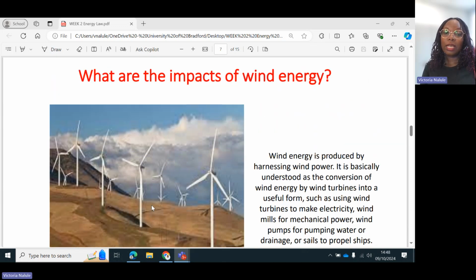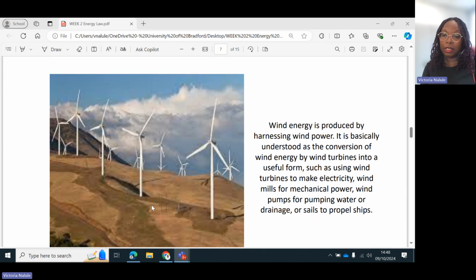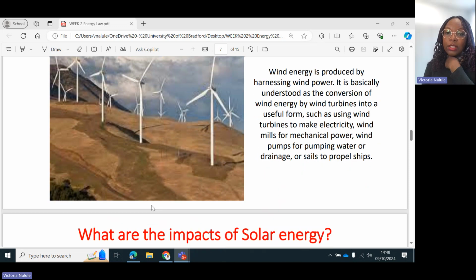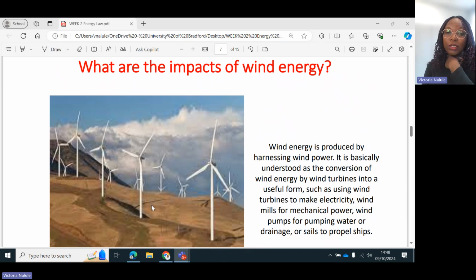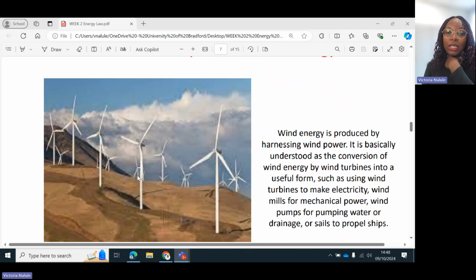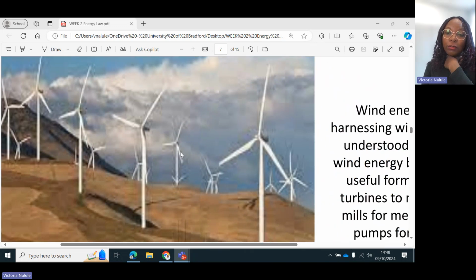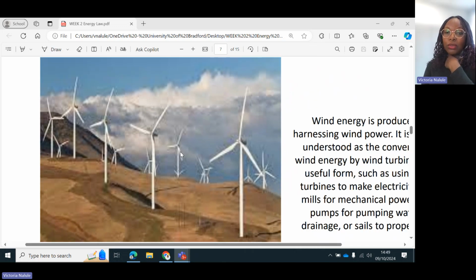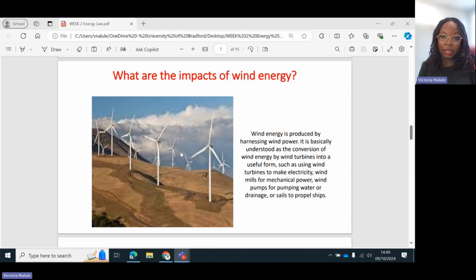And wind energy is produced by harnessing wind. It is basically understood as the conversion of wind energy by wind turbines into useful form, such as using wind turbines to make electricity, windmills for mechanical power, wind pumps for pumping water or drainage, or sails to propel ships. So that is basically the simple definition of wind energy. And in this photo, you can see examples of wind turbines. So for you to be able to access wind energy, you would need the wind turbines to produce this energy.